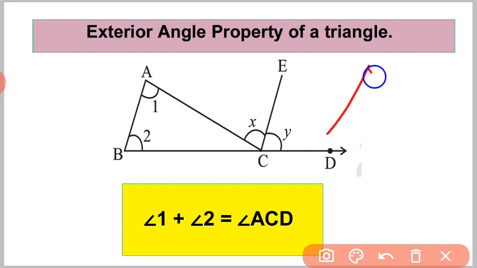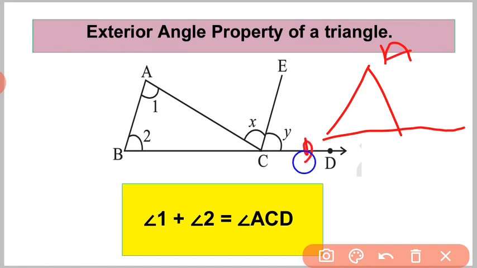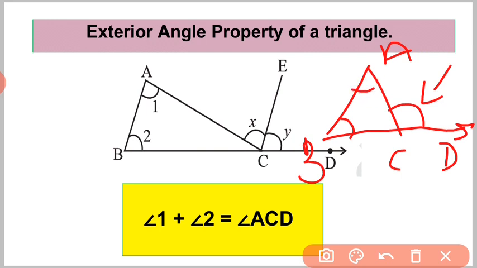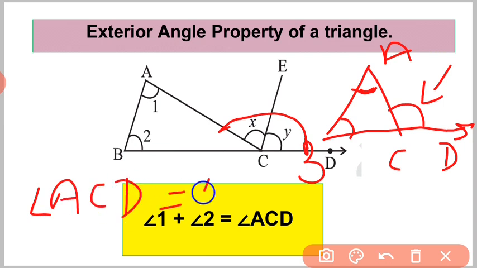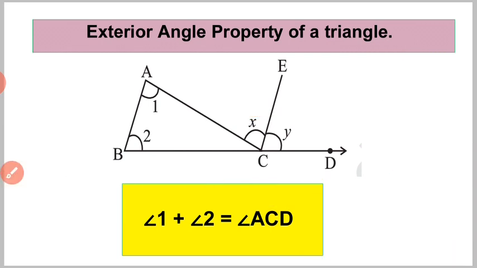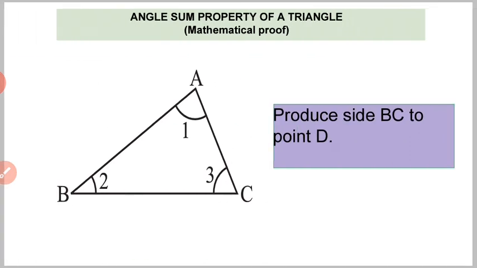So yesterday we discussed, if there is a triangle and if one of its sides is produced to point D, then this is called exterior angle. It is equal to the sum of two opposite interior angles, means this angle is angle ACD, and this is equal to angle 1 plus angle 2. So this is exterior angle property.